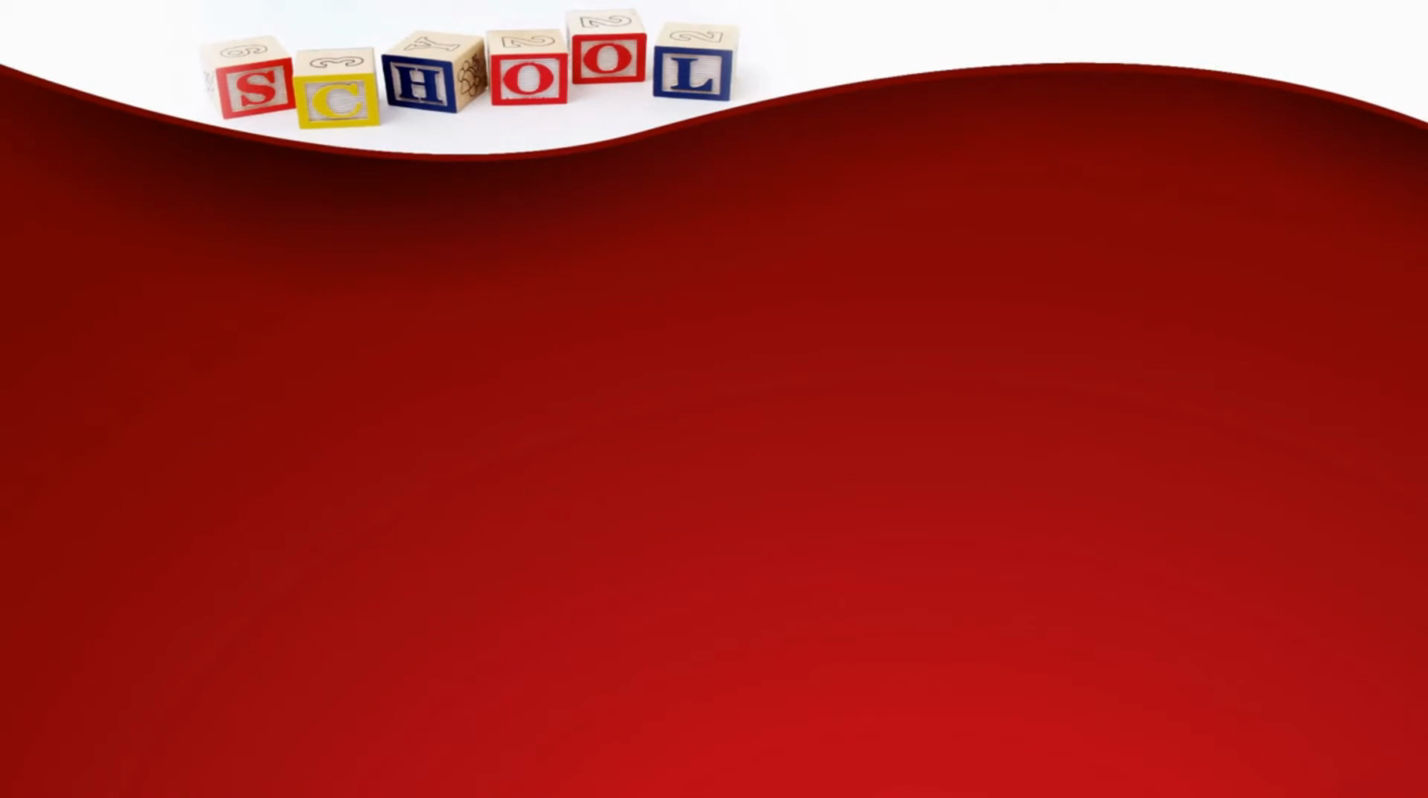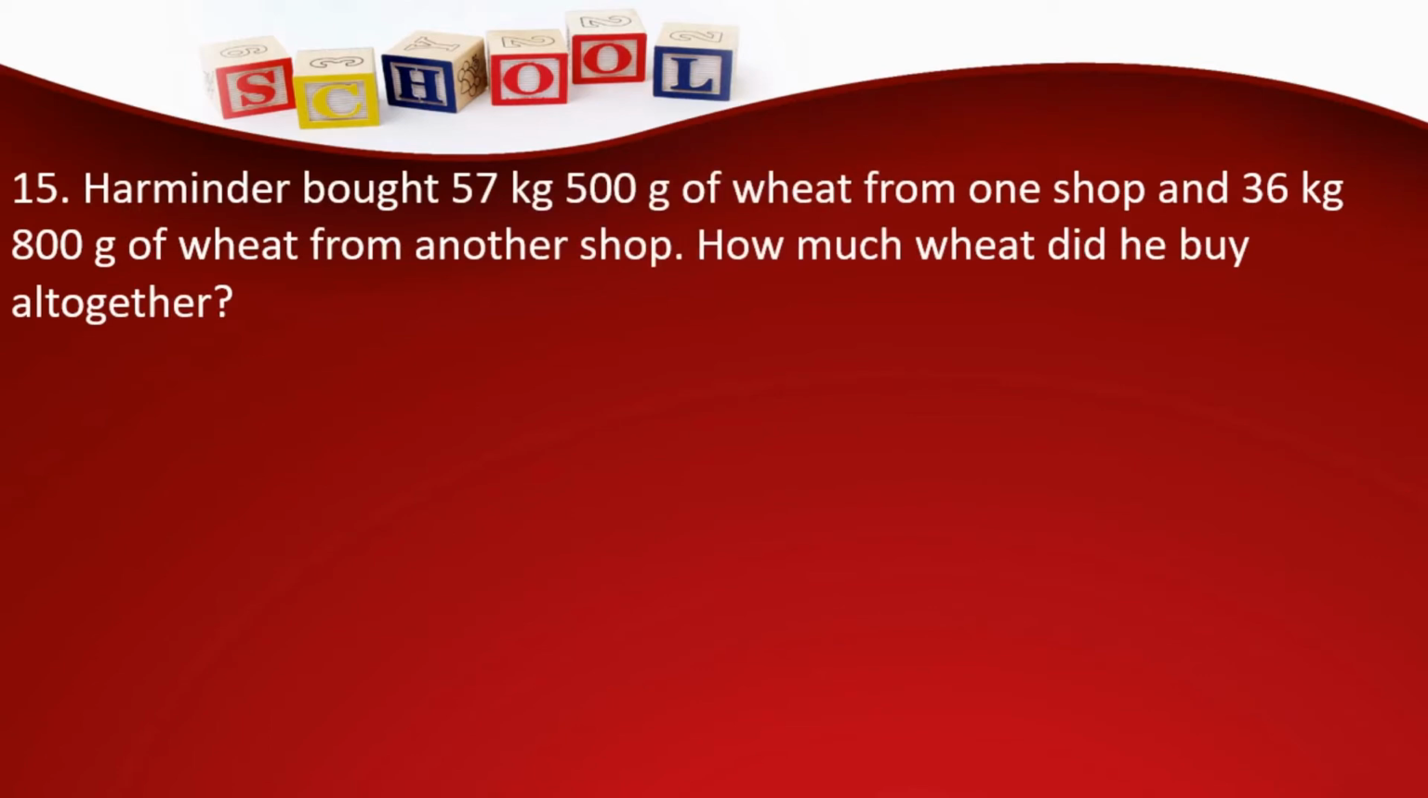Next question is, Harminder bought 57 kg 500 gram of wheat from one shop and 36 kilogram 800 grams of wheat from another shop. How much wheat did he buy altogether? So now to know the total quantity of wheat Harminder bought, we need to add the quantity of wheat he bought from both the shops.